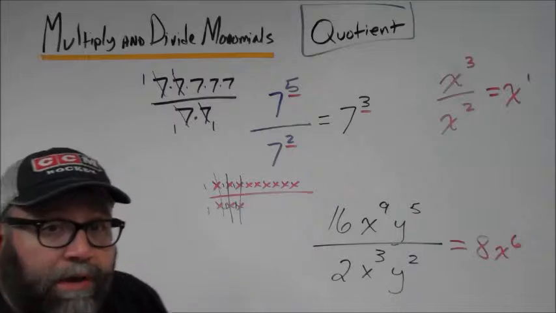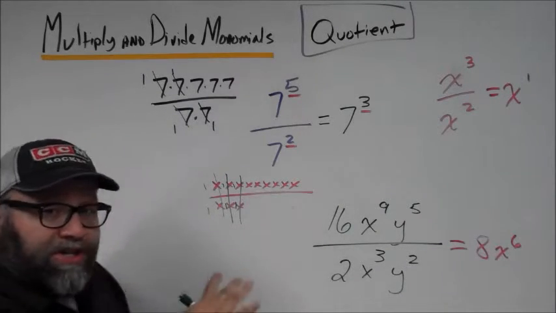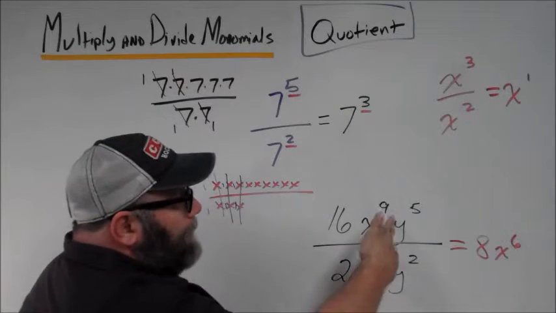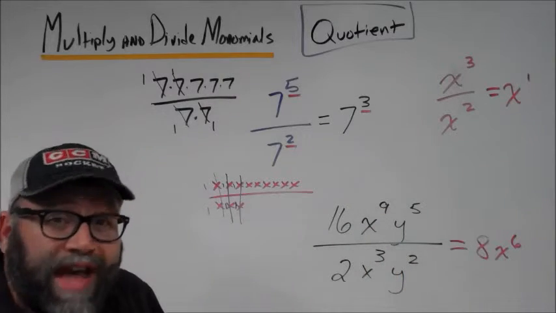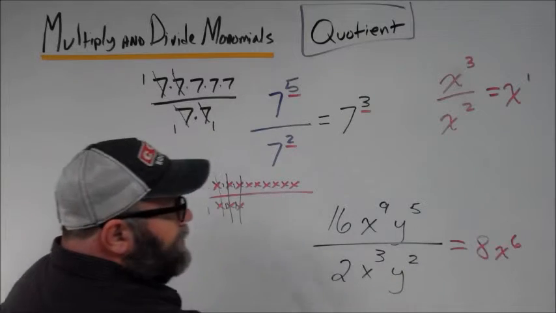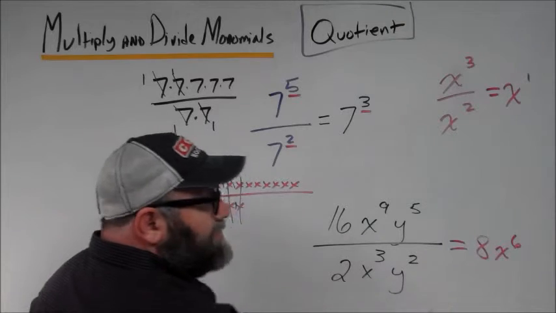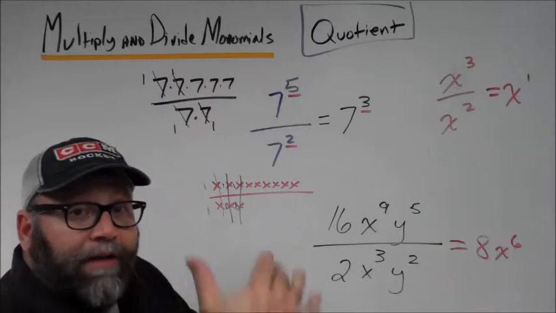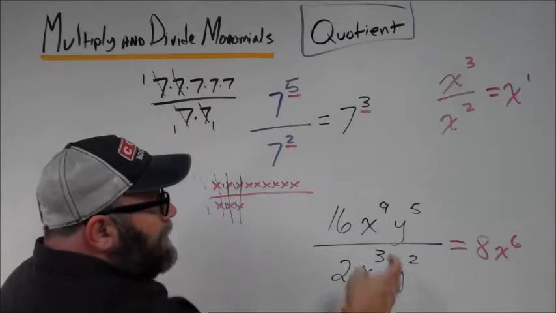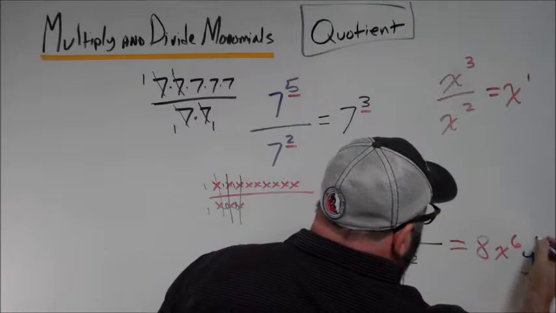Remember, when we're multiplying and dividing these monomials, we're actually doing multiplication and division, but the way we see it in terms of the algorithm here is subtraction of those exponents, okay? This is still division. 16 divided by 2 is 8. This is still division. X to the 9th divided by x to the 3rd is x to the 6th. But we can shortcut that: x to the 9th, x to the 3rd, subtract the 3 from the 9. That gives us what we need. Now we have y to the 5th divided by y to the 2nd, and that is y to the 3rd.